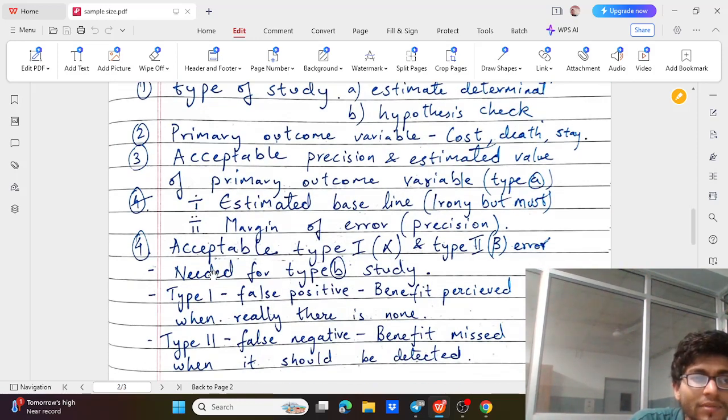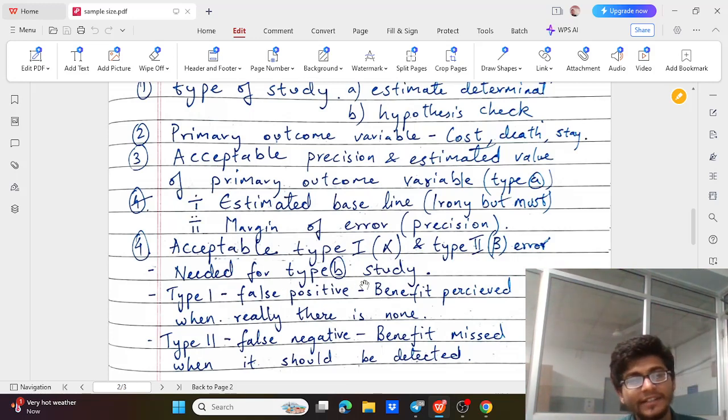Then coming to the fourth one, that is about errors. So how much is our acceptable error? There are two types of error, type 1, that is alpha error, and type 2, that is beta error. It is generally needed for type B studies, that is the hypothesis testing studies. So what is type 1 error or alpha error?